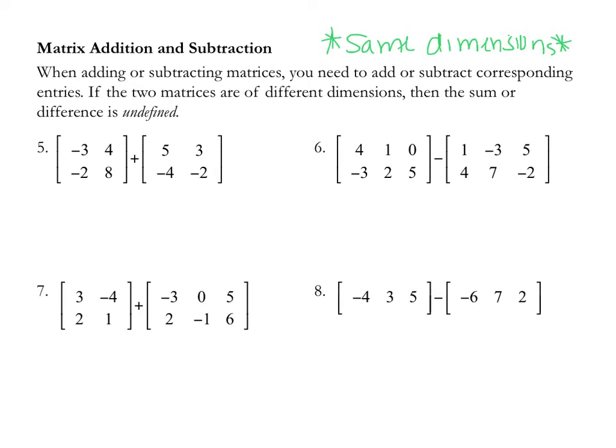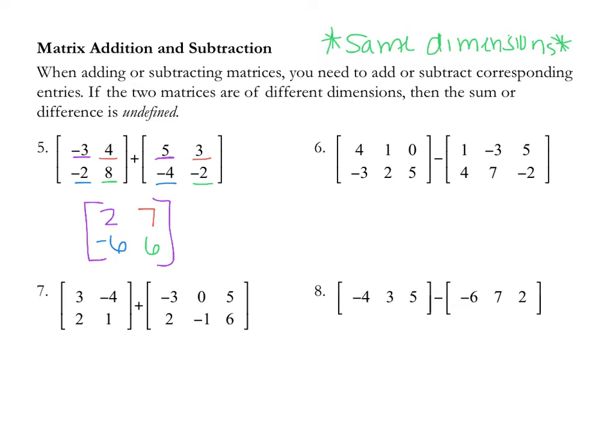So looking at number 5, if I want to add them, we're just adding the things that are in the same spot together. So it's -3 plus 5 gives me that the first element in the answer is 2. Then I take the next ones, and it would be 4 and 3. 4 plus 3 is 7. Then I take the next ones, -2 and -4 is -6. And then for the last ones, 8 and -2 is 6. And that would be your answer matrix. So it's really simple. You just need to make sure you're matching up the stuff that's in the same spot.